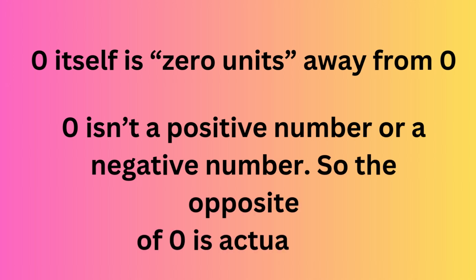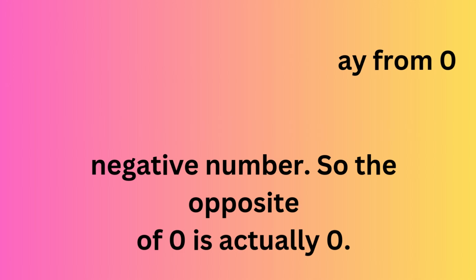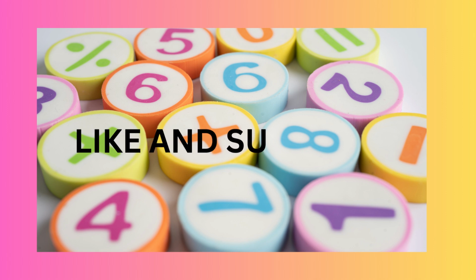But 0 itself is 0 units away from 0. Keep in mind that it's the only number that's 0 units away from 0. 0 isn't a positive number or a negative number, so the opposite of 0 is actually 0. In other words, 0 is its own opposite. So kids, remember, the opposite of a number is just putting the opposite sign. That's the magic of opposites in math.